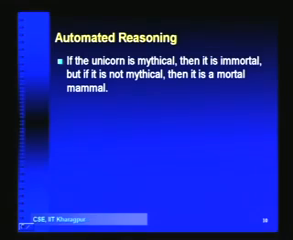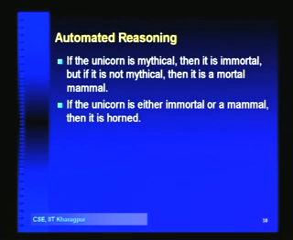So, let us take an example on deduction. So, here is one example that we will consider. These are the basic premises that are given to us. We are given that if the unicorn is mythical, then it is immortal, but if it is not mythical, then it is a mortal mammal, right. If the unicorn is either immortal or a mammal, then it is horned.